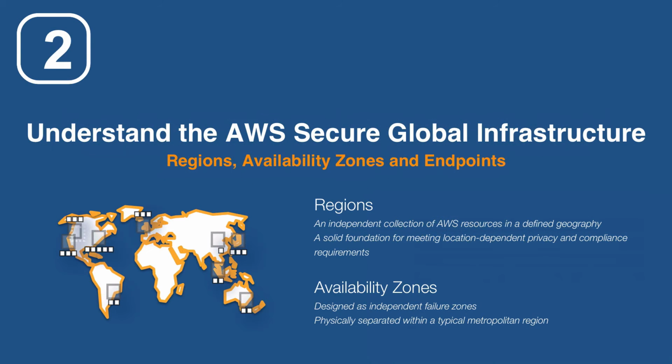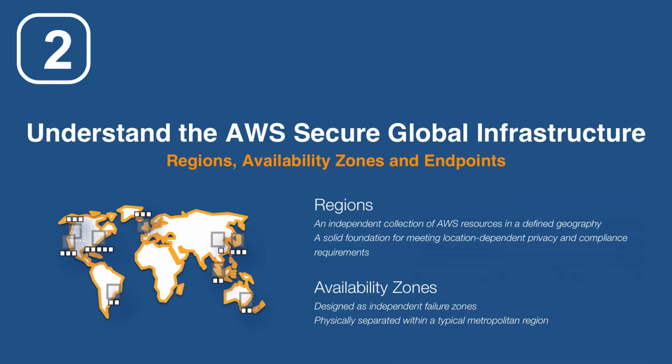Second area to be aware of is the AWS Secure Global Infrastructure. So be aware of how regions and availability zones are used to construct that infrastructure. If you have location-dependent privacy or compliance requirements, you can make use of AWS regions to fulfill those requirements. So for example, if you need to store your data inside the European Union, place your data in the EU West 1 region in Ireland, and your data will be stored within the European Union.